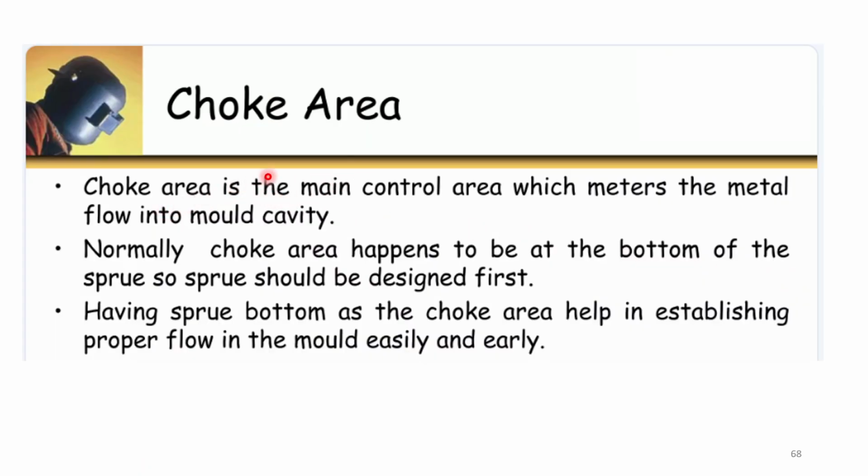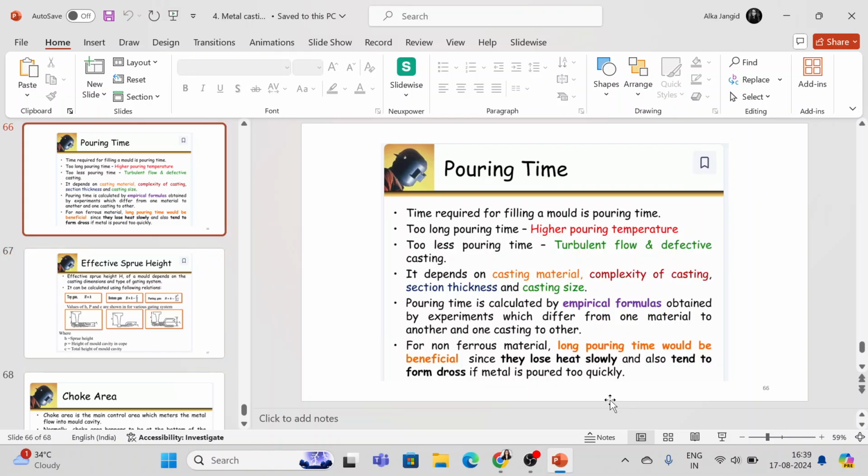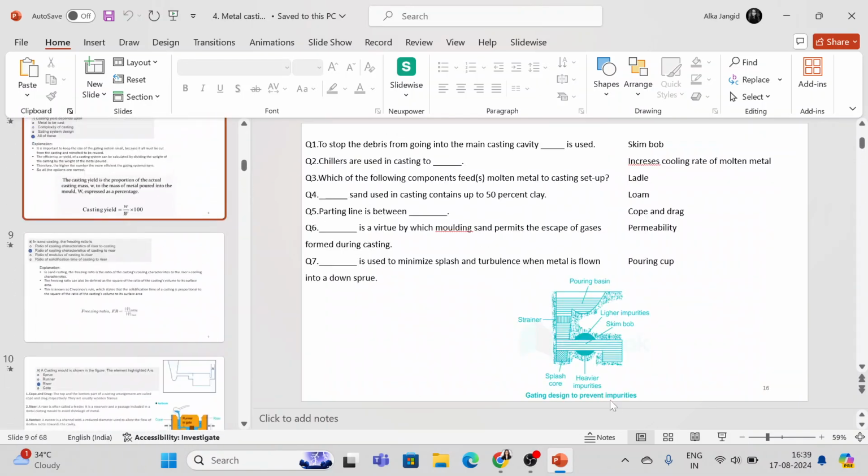Next, the choke area. This is the main control area which meters the metal flow into the mold cavity. Normally this area happens to be at the bottom of the sprue, so the sprue should be designed first, and having the sprue bottom as the choke area helps in establishing proper flow in the mold easily and early. Okay, so with this, the notes are completed.